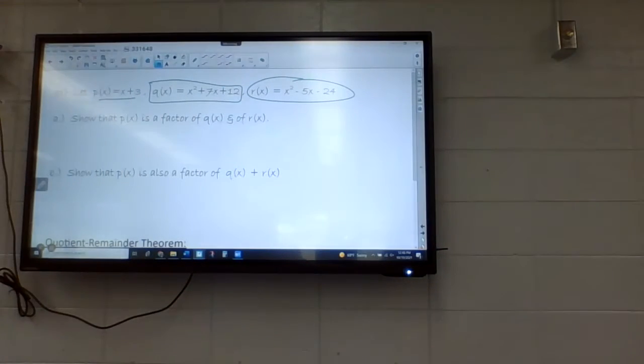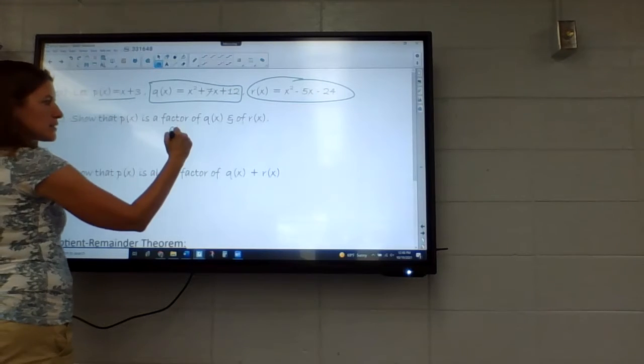Simplify all of them. Simplify? I don't think you want the word simplify then. Factor. Yep. So let's factor both Q of x and R of x.